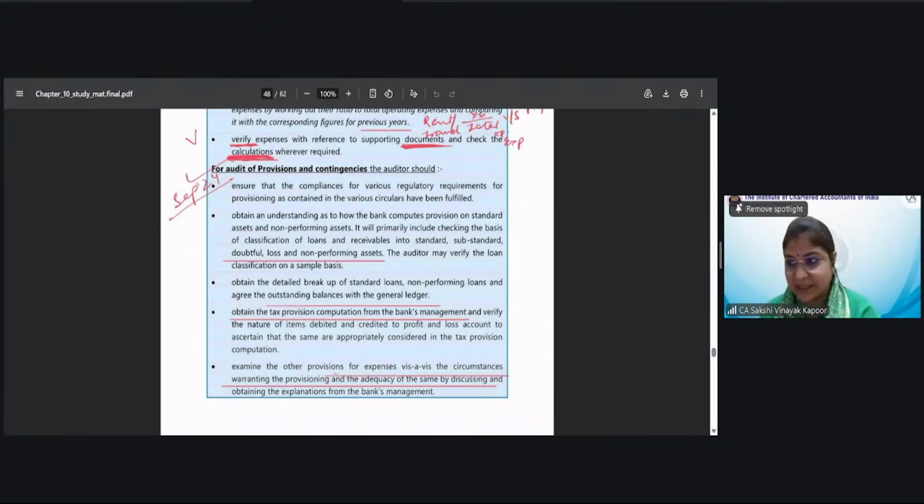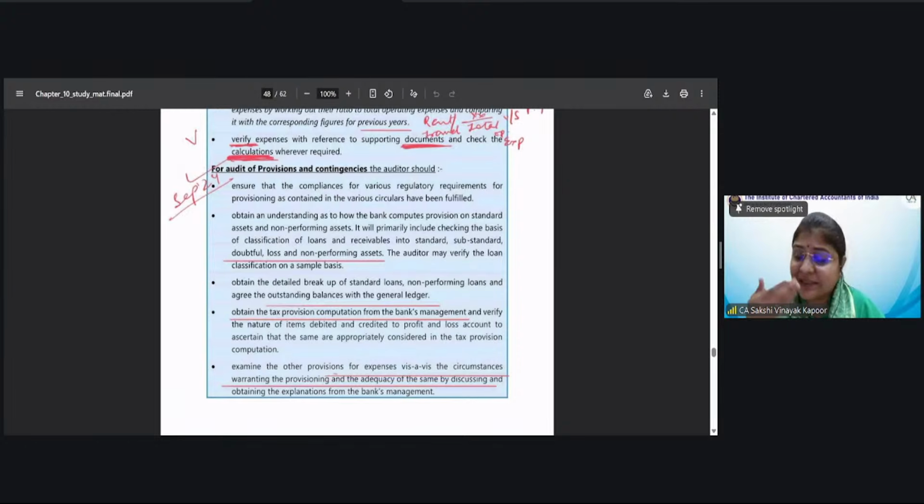Okay, so what have you to see in case of advances? Compliance with the circulars, see how the computation of provisions has been done, classification on sample basis. Let's take up one account and see how it is classified. Okay, and then you will see whether it agrees with the general ledger of the bank.